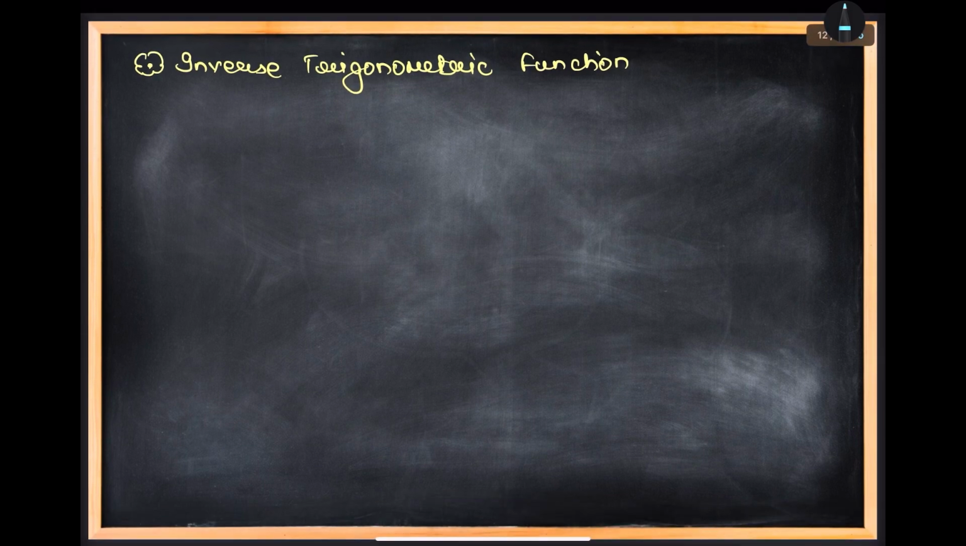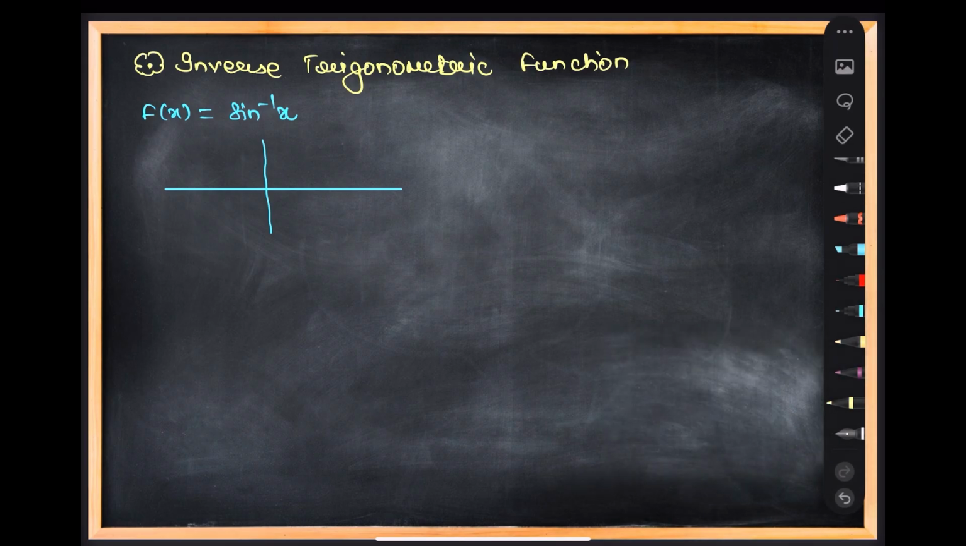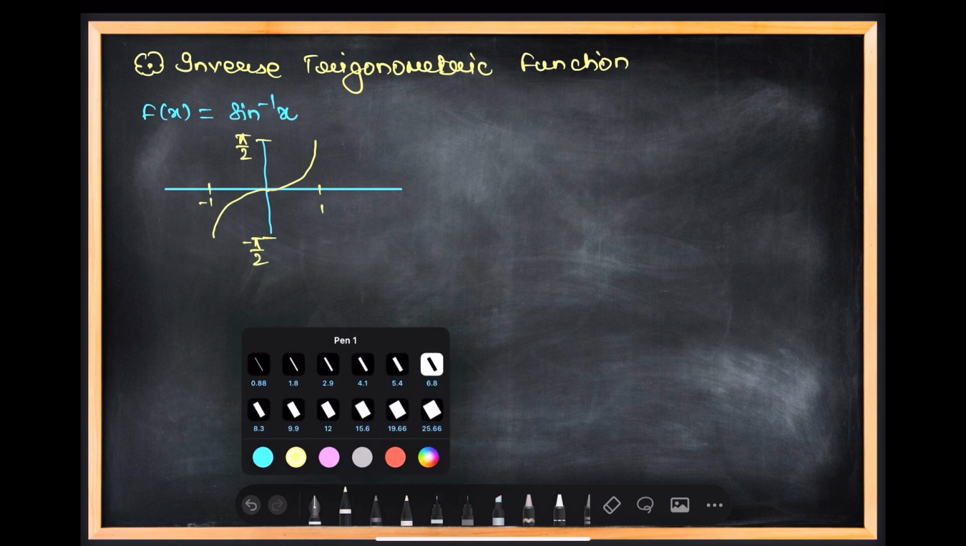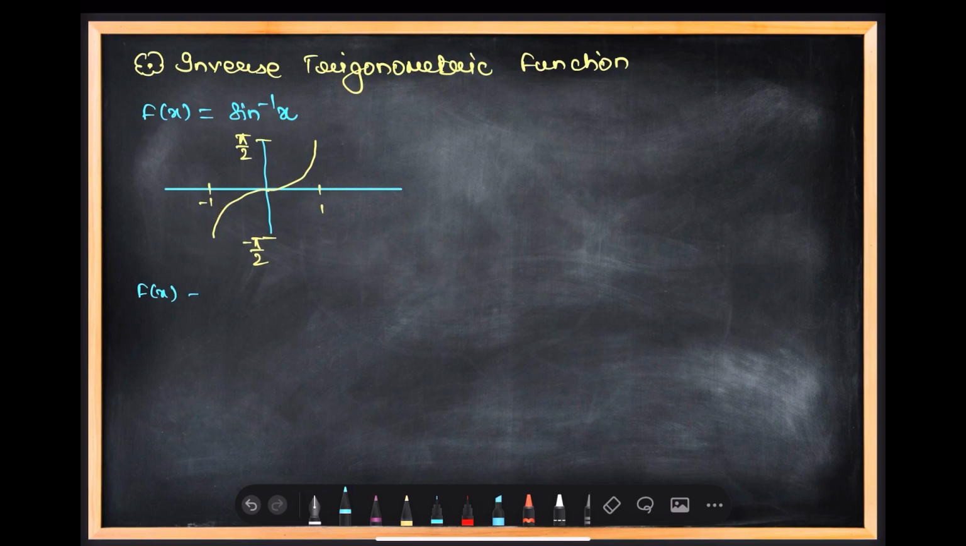Now we have the inverse trigonometric functions. So for formality, I'll go through each and every one. So f of x is sine inverse x. Your sine inverse x function will look like this. This is minus 1, this is plus 1, this is pi by 2, and this is minus pi by 2. So this is your sine inverse function. Now we have f of x as the cos inverse function. The cos inverse function graph will be above only. So this is your graph of the cos inverse function.